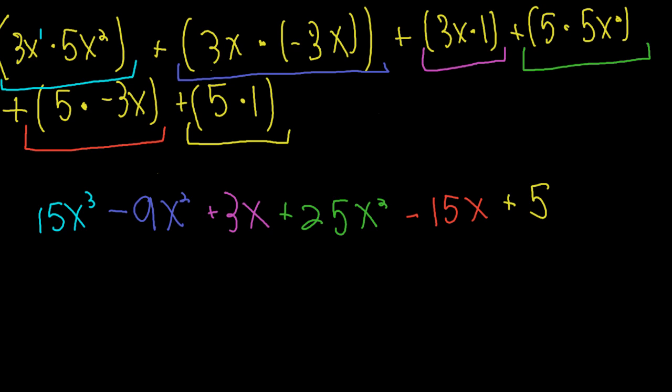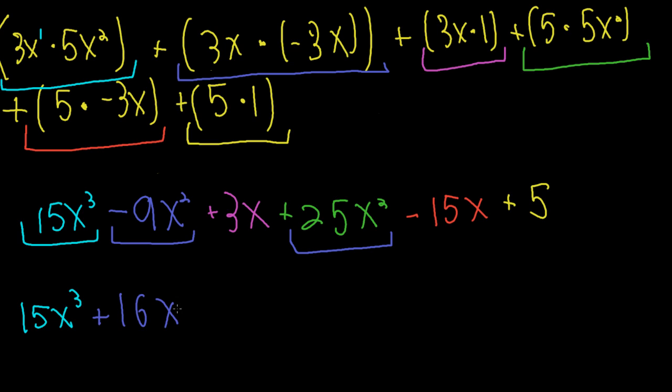Okay, now what we have to do is combine our like terms. Well, I have no other term with x to the third power in it, so I keep my 15x to the third power. Now I'm looking at my x squared terms. I have negative 9x squared and 25x squared. Negative 9x squared plus 25x squared will get me positive 16x squared.